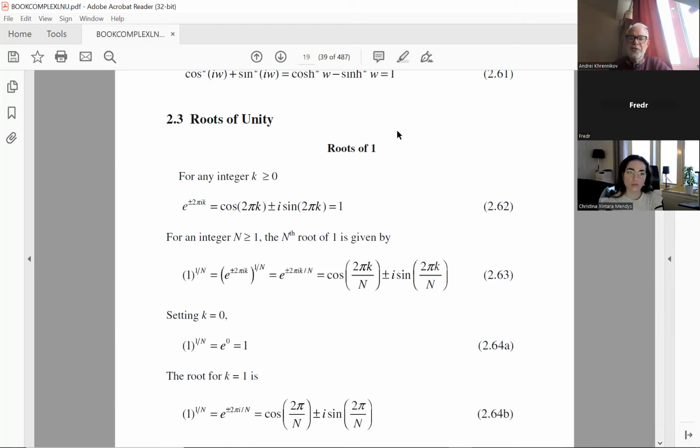If we make a rotation by 2 pi, we again come to the same one. Again 2 pi, again the same one. Or if you start rotations in different directions, we again get the same. So exponent of plus minus 2 pi ik is 1. Then when we want to take the root, for example, of degree n, we just write this formula and use the Euler formula. Then you can calculate.